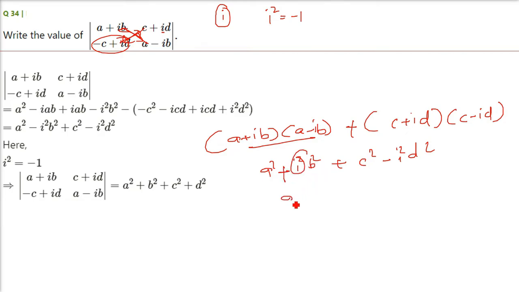So i square is -1. It will be a square plus b square, plus c square. Here also i square is -1, and minus becomes plus. So you get a square, b square, c square, d square all added.